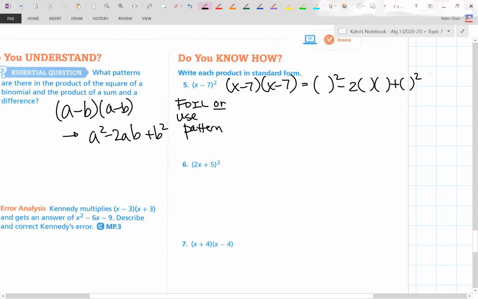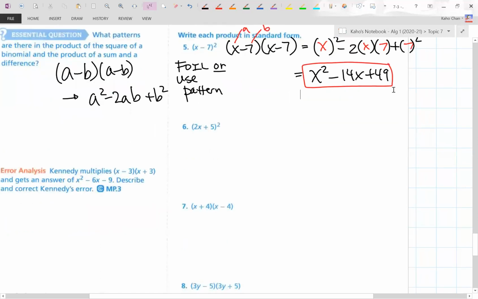Okay. A in this case is X. B is 7. Plug those numbers in. X, 7, 7, and simplify. X squared minus, 2 times X times 7 is 14X, and 7 squared is 49. Ding, ding, ding. There's my, actually it's a PST, right? Perfect square trinomial.